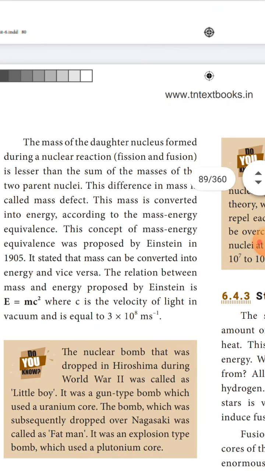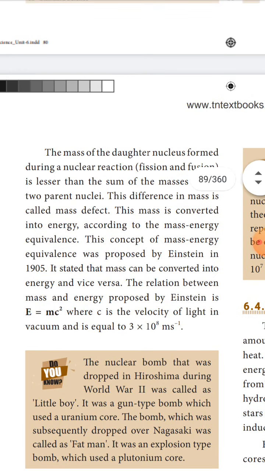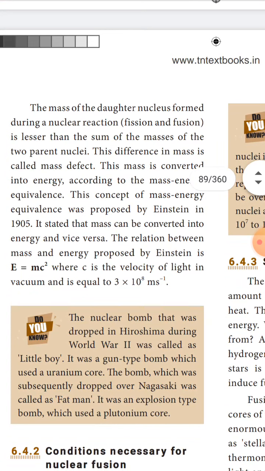The mass of a daughter nucleus formed during a nuclear reaction, fission and fusion, is less than the sum of the masses of the two parent nuclei. This difference in mass is called mass defect.